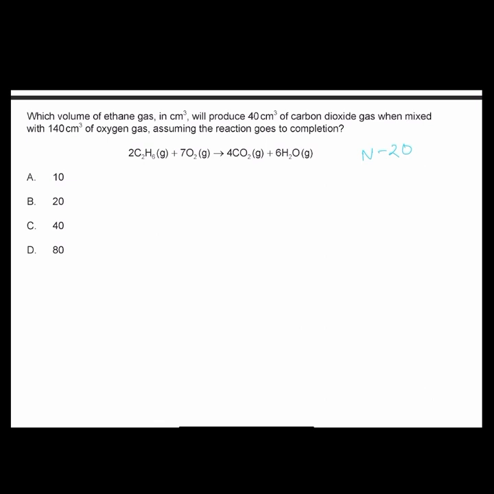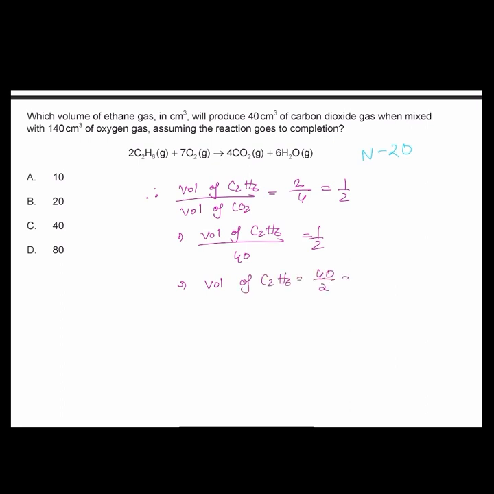In this question, we can directly use volumes in our stoichiometric ratio. First, let's check whether oxygen or ethane is the limiting reactant. We can do that by back calculation. I can write like this, volume of ethane divided by volume of CO2. This ratio will be 2 by 4, which is half. So volume of C2H6 by volume of CO2, which is 40 centimeter cube, is half. Volume of C2H6 will be 40 by 2, that is 20 centimeter cube.